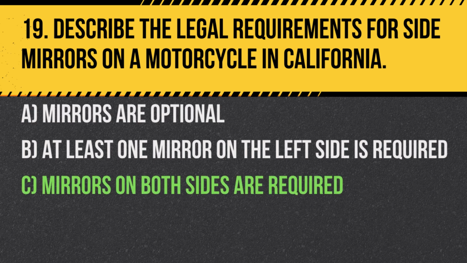Answer. C. Mirrors on both sides are required. This ensures full visibility around the motorcycle, increasing safety.